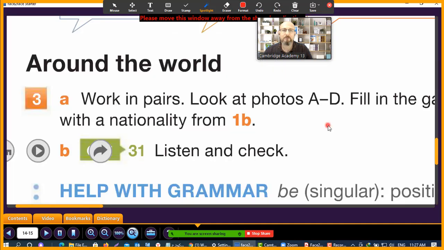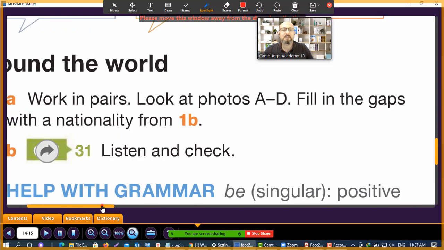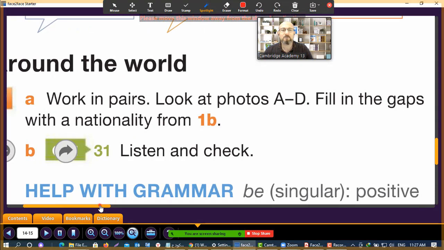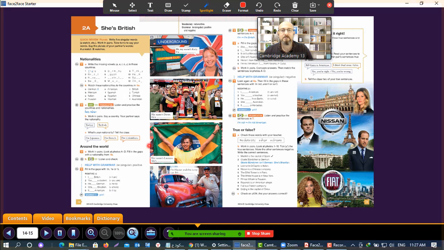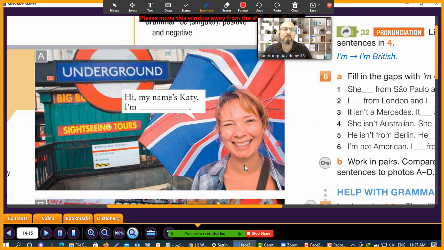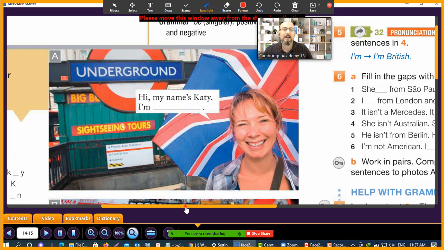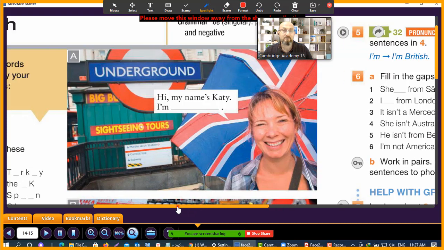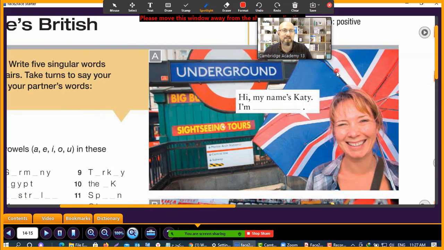Exercise number 3. Look at photos A to D. Fill in the gaps with nationality from 1B. Where are the photos? Here we have this photo. For example, A. Hi, my name is Katy. I am what? What's the nationality? Okay. British. How do we know? Why British? Because the flag. Yeah, the flag. So we write here British, okay?